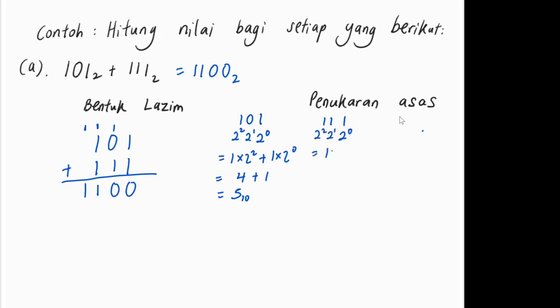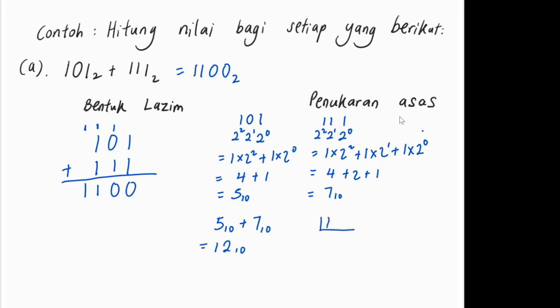Dan ini adalah 1 darab 2 kuasa 2 tambah 1 darab 2 kuasa 1 tambah 1 darab dengan 2 kuasa sifar. Maka di sini kita dapat ini adalah 4 tambah 2 tambah 1 iaitu 7. Dan kita tambahkan dua nombor ini, kita akan dapat ini. Ini adalah tambah seperti biasalah, 5 tambah 7 semua pun tahu adalah 12, iaitu 12 asas 10. Dan sekarang kita perlu tukar balik kepada asasnya.